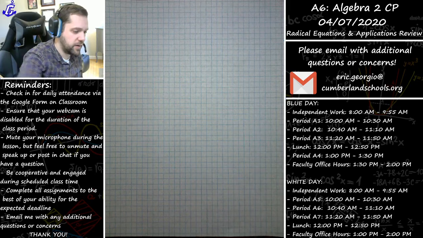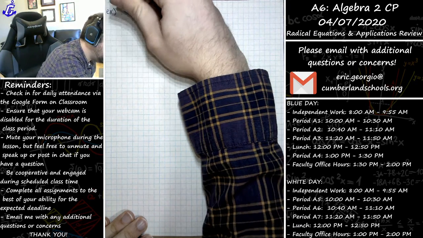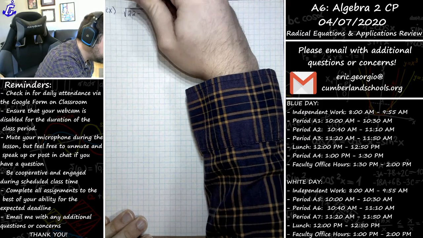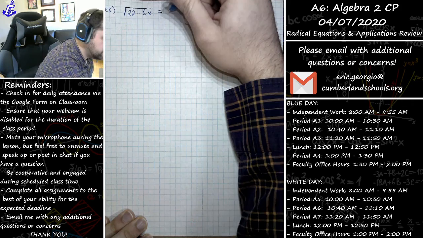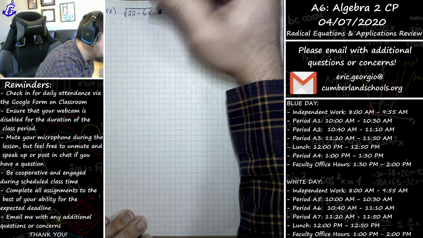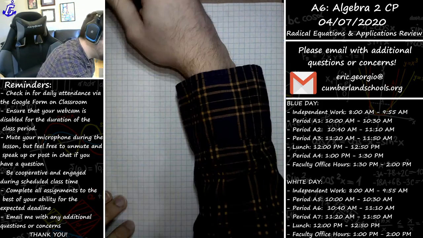Where did my problem go? I just want to make sure I copy it down correctly. Here we go. Nice solving equation example. If I told you that the square root of 22 minus 6x is equal to, oh sorry, not equal to, rats, new sheet, rats. All right, let's try it again.